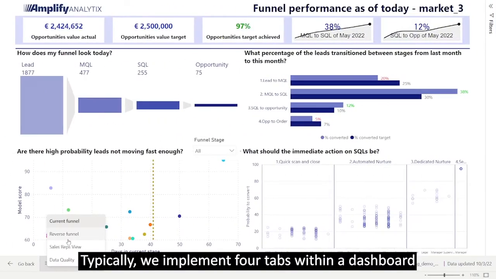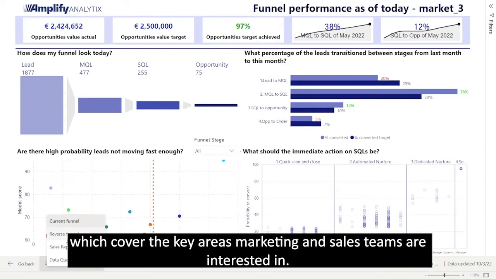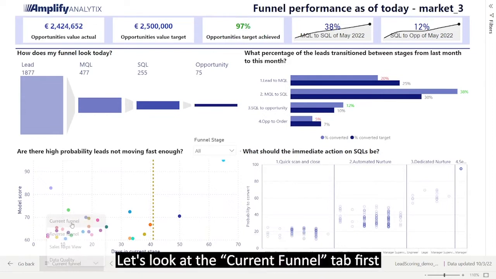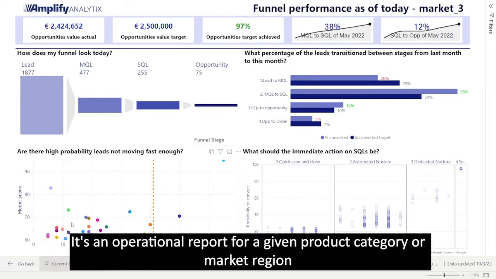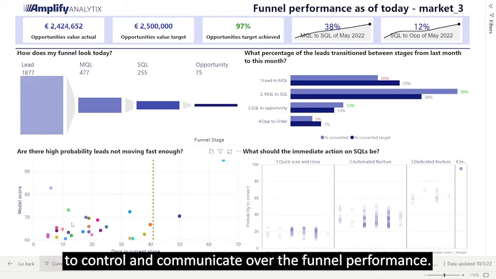Typically, we implement 4 tabs within a dashboard, which cover the key areas marketing and sales teams are interested in. Let's look at the current funnel one first. It's an operational report for a given product category or market region to control and communicate over the funnel performance.